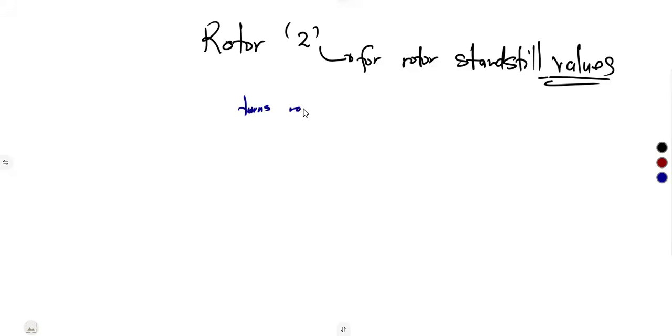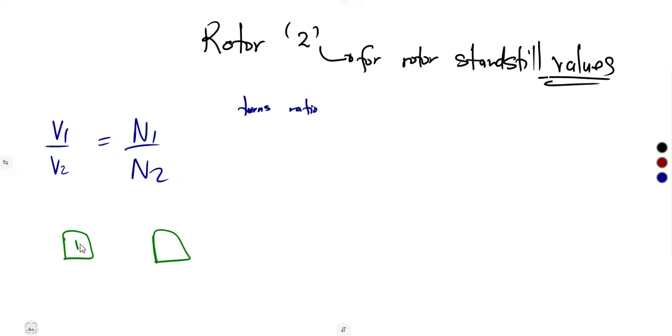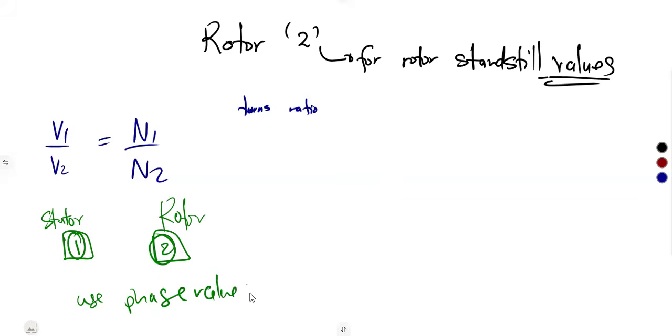the turns ratio. So remember the turns ratio: V1 over V2 is equal to N1 over N2. So in our case, we are like this, stator, rotor. So this is 1, this is 2. This is stator. This is our rotor. So as we consider 1, we are in the stator. All right? And we are using phase values because these are three-phase calculations. Three-phase calculations, guys, you use phase values. So the voltages are phase values.